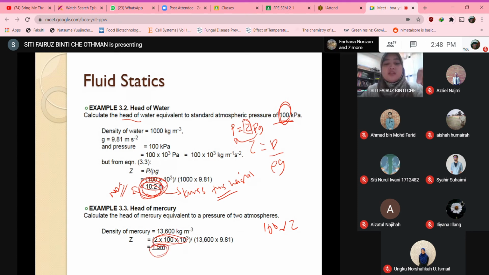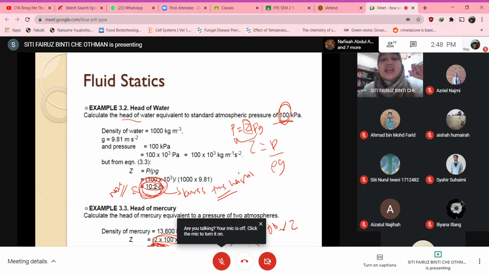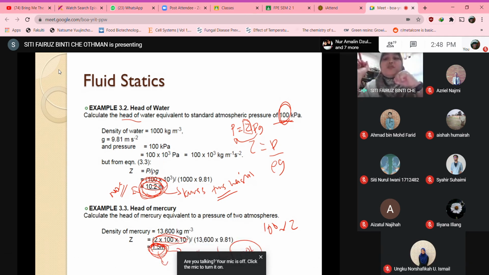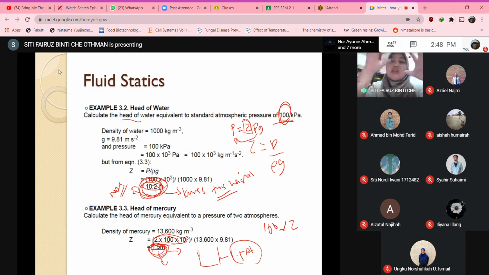Okay, you see. You want to store mercury, the tank kecil je. The tank should be like the height of 1.5 meters, and it should be more than that. Anything less than 1.5 meter ni tak boleh store. Dia tak boleh pegang the pressure of the mercury tu. Okay, so that's how you kind of look at it.